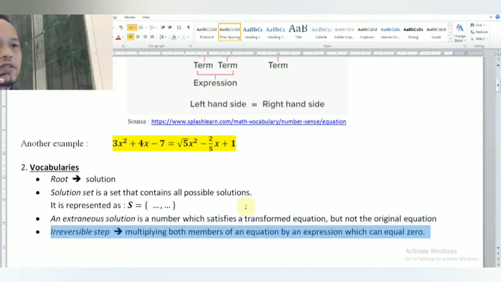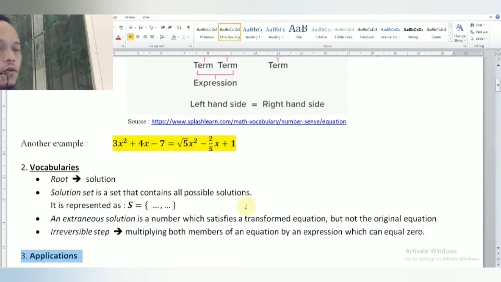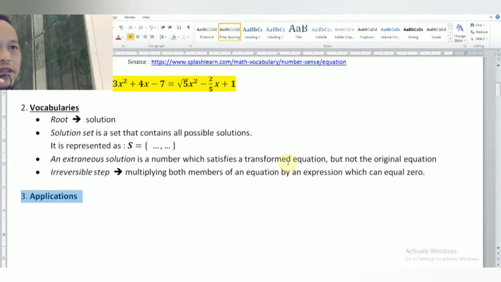The irreversible step is the step that makes the extraneous solution happen. It's when you multiply both members of an equation by an expression which can equal zero. I will speak about this later. And the last one, before we go to the examples and applications, I want to give a difference.